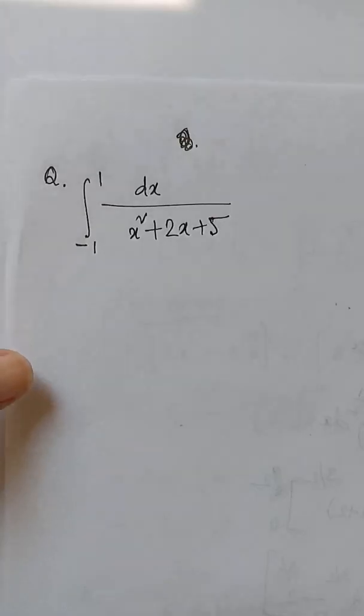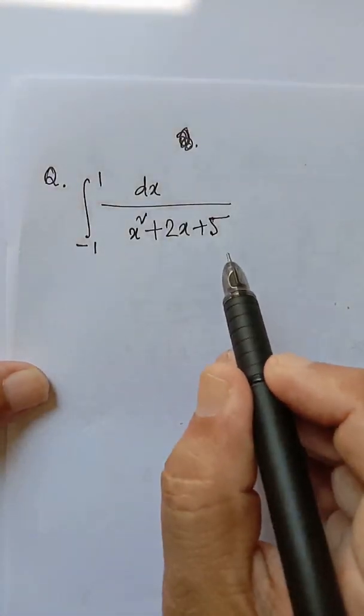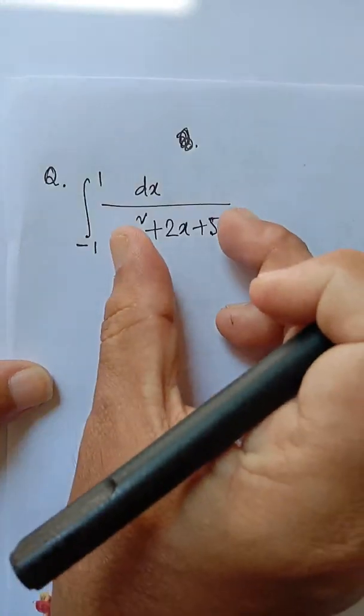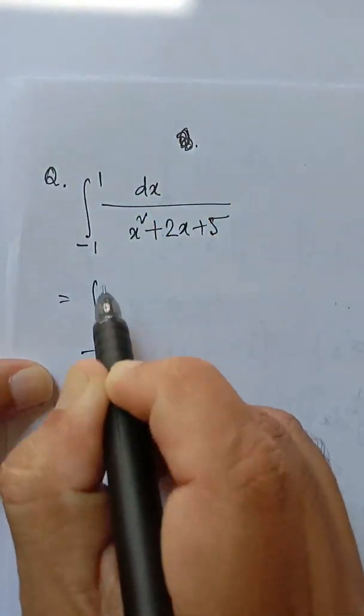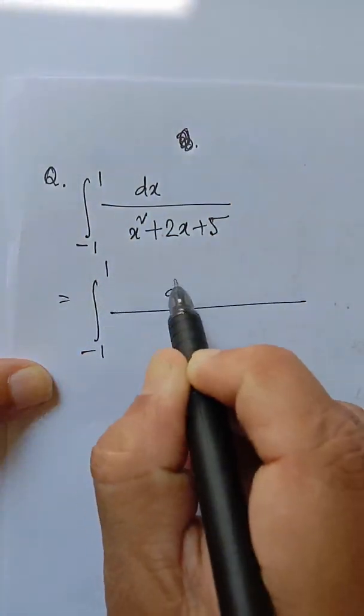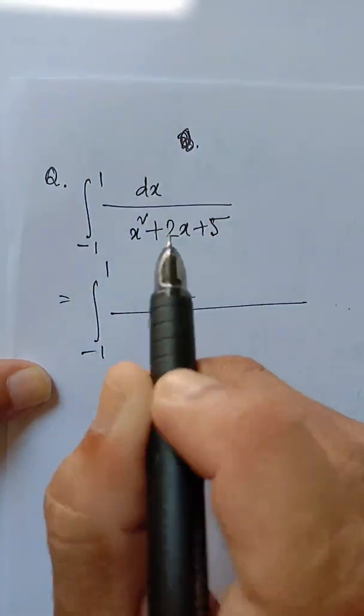Our next question is to integrate from minus 1 to 1 dx by x square plus 2x plus 5. First of all you have to express this in the whole square form, and we have done earlier how to express this in whole square form.